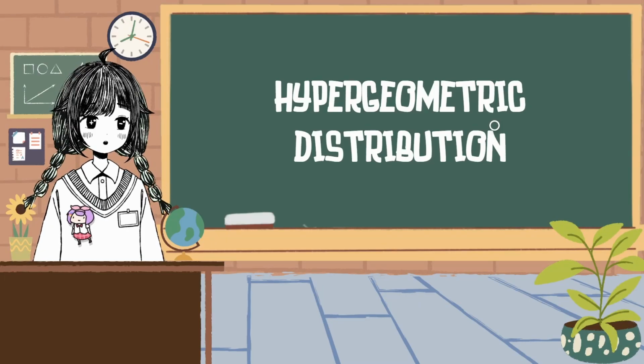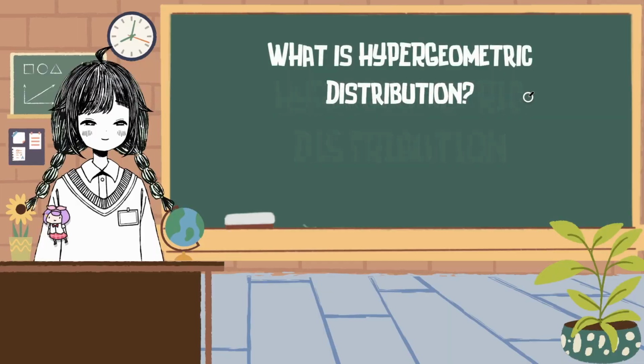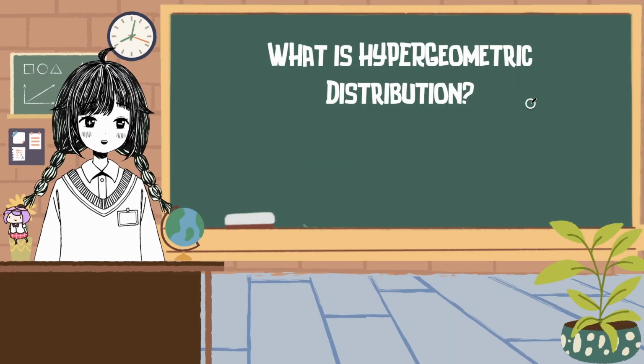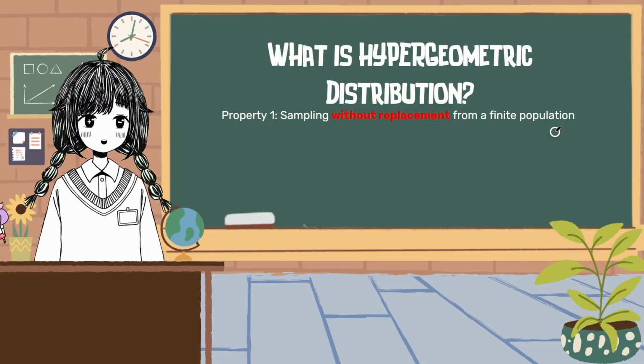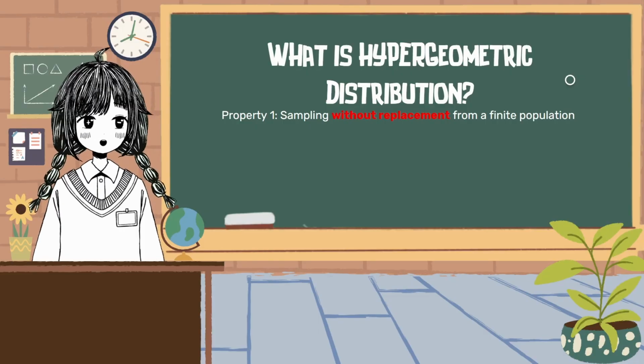Hello. We will be learning about hypergeometric distribution. So what is it? There are two properties we need to know. One is sampling without replacement from a finite population. Basically, it means hypergeometric distribution is dependent.